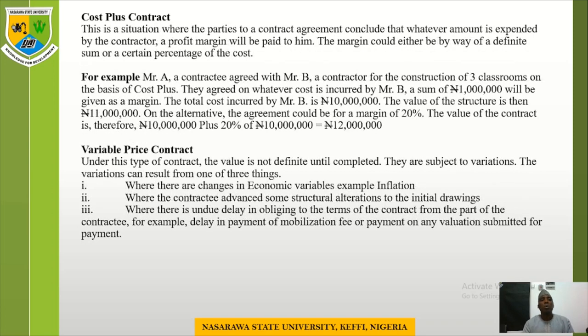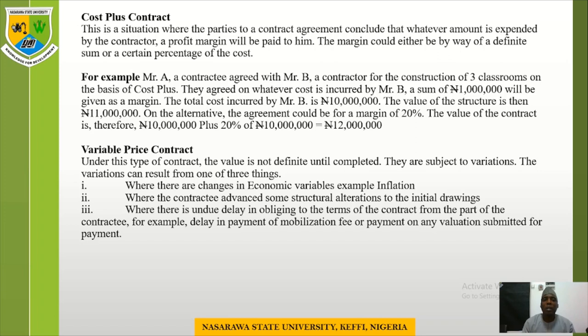Now, the second type of contract is the cost plus contract. The cost plus contract is a kind of contract whereby the parties to a contract agree that whatever amount is expended by the contractor, a profit margin will be paid to him. The margin could either be a definite sum or a certain percentage of the cost. This is the case of the cost plus contract.